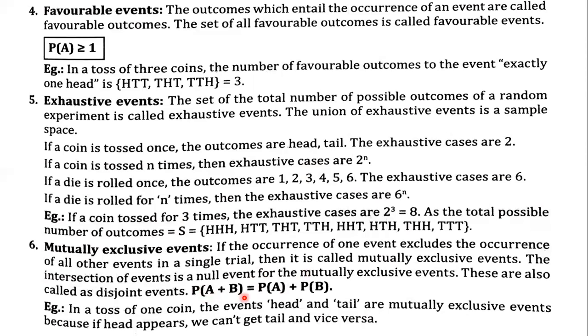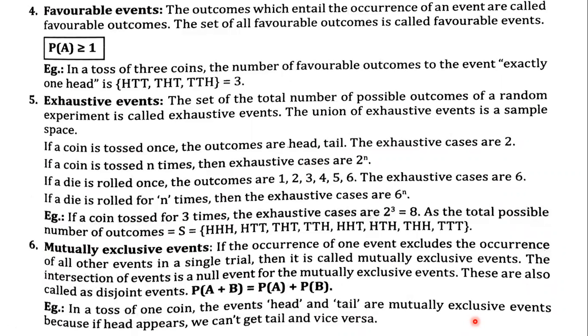Fine. So example, in a toss of one coin, the events head and tail are mutually exclusive events, because if head appears, tail will not appear. If tail appears, head will not appear. Correct? Once I toss a coin, I will either get head or tail. I cannot get both together. So that is called as mutually exclusive events. If acceptance of a situation means rejection of the other.